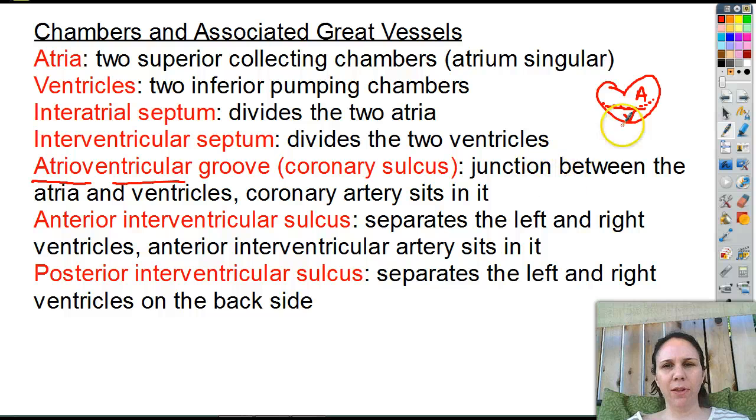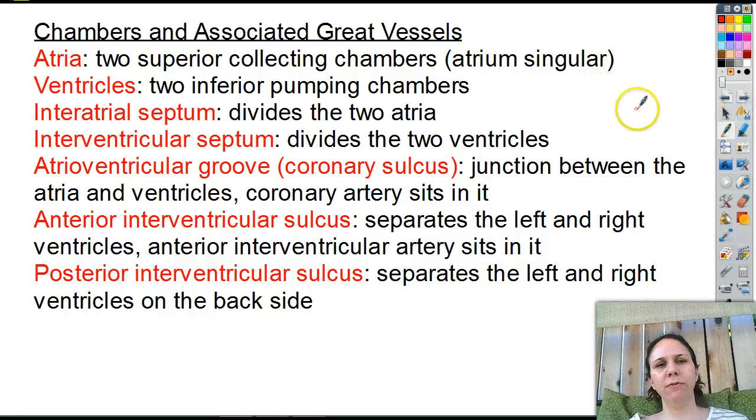And the coronary artery sits in it, so you'll see it on the outside of a heart. Then we have the anterior interventricular sulcus. So once again, here's my heart. And so anterior means facing front, and this one separates the left and right ventricles.